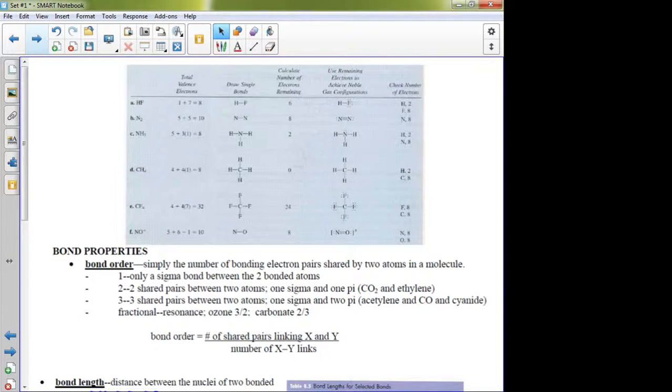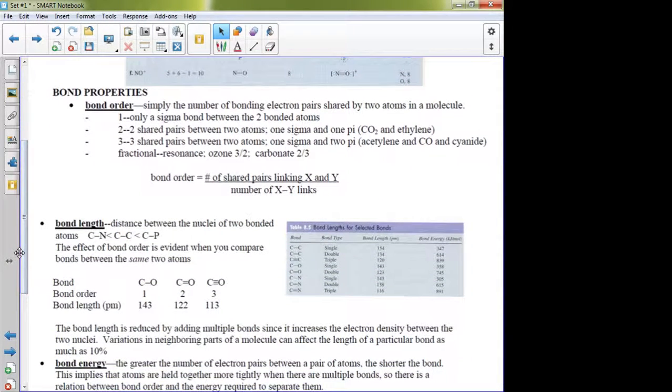All right, bond properties. This is really wordy for information that is common sense. Okay? So the first thing we're going to start with is bond order. Do not let bond order confuse you. All you do is look at the number of bonds between them.